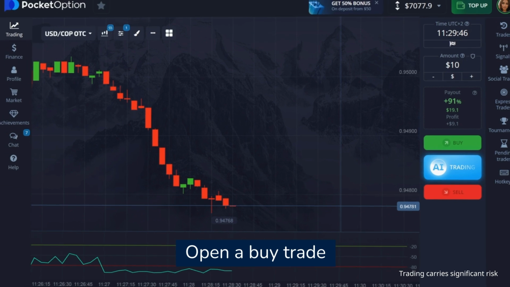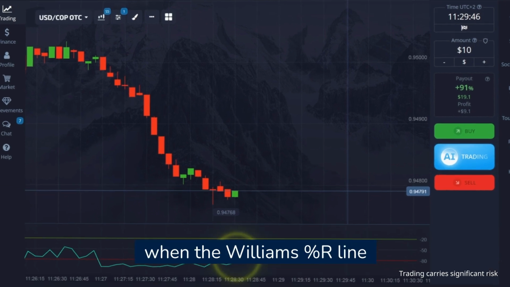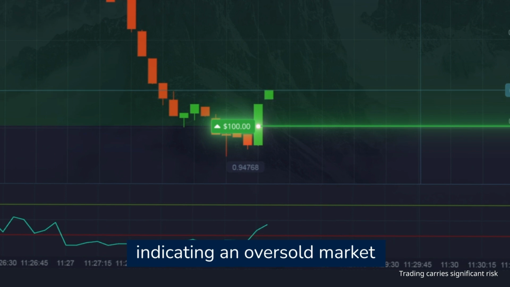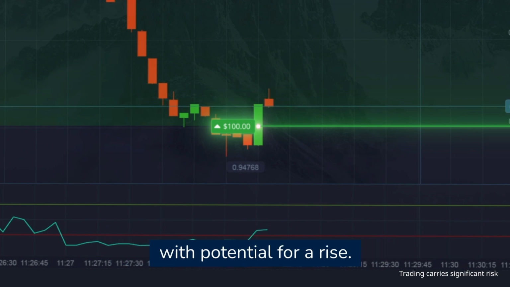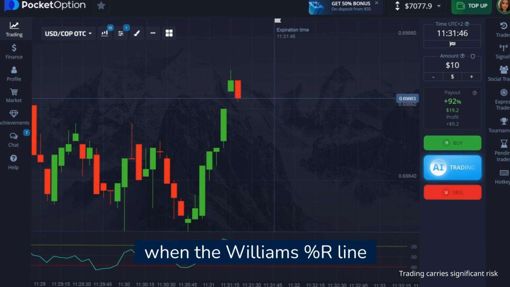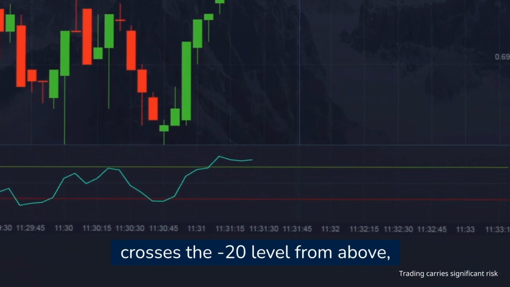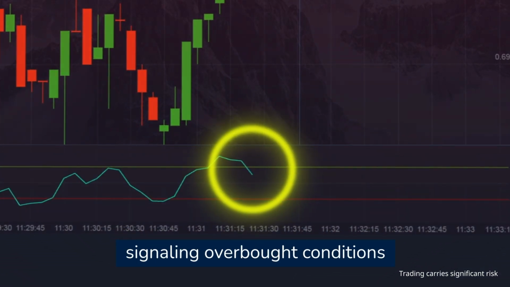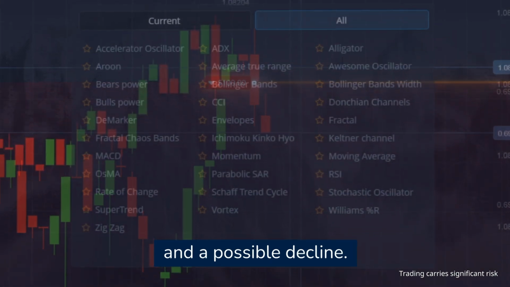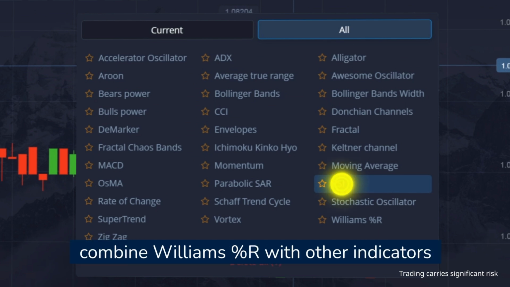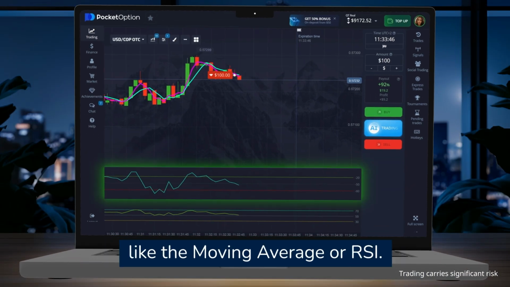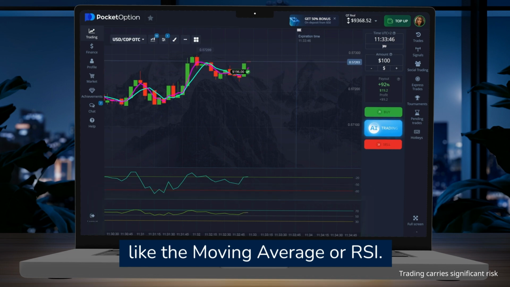Open a buy trade when the Williams percent range line crosses the minus 80 level from below, indicating an oversold market with potential for a rise. Open a sell trade when the Williams percent range line crosses the minus 20 level from above, signaling overbought conditions and a possible decline. For increased accuracy, combine Williams percent range with other indicators like the moving average or RSI.